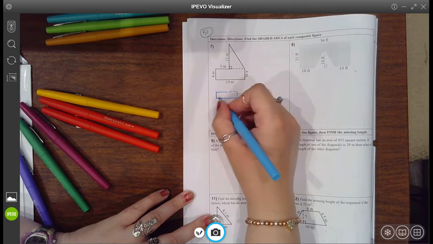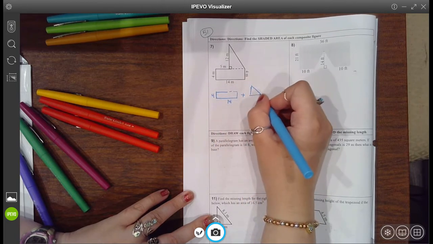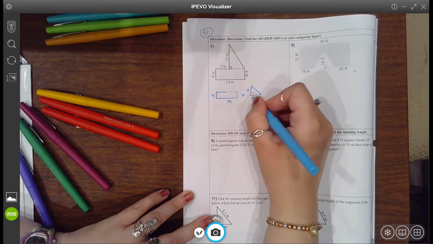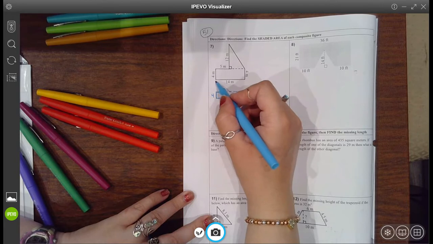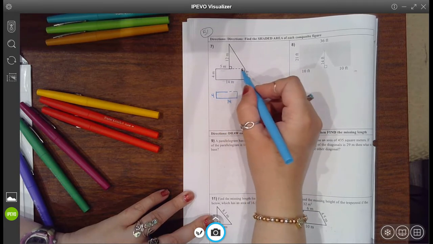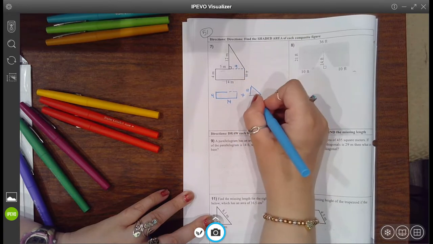So the rectangle right here, that's 14 by 4. And for my triangle, it told me that this is 12, but I need to figure out the base. Well, if this whole thing is 14, this whole thing is 14. So 5 plus what is 14? That missing part is a 9.